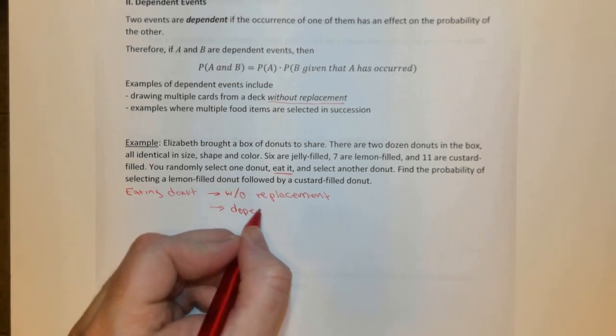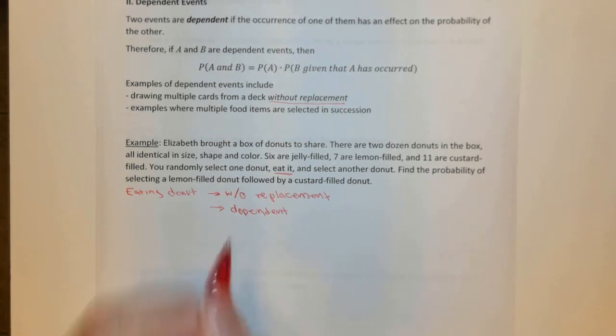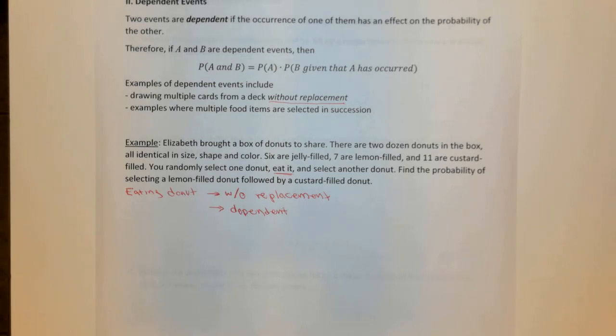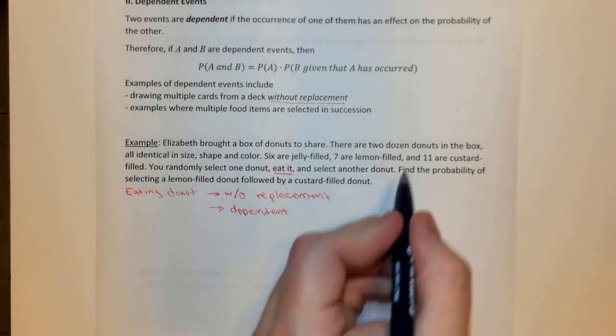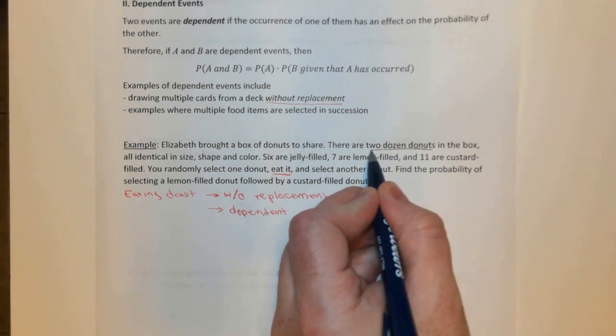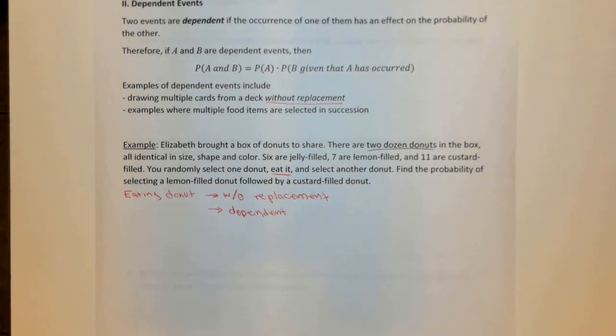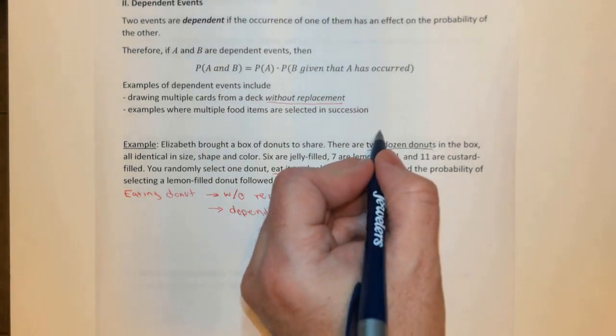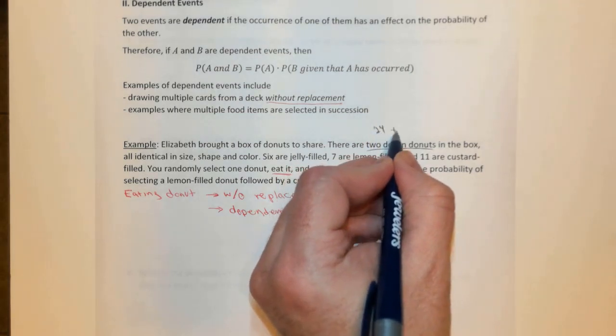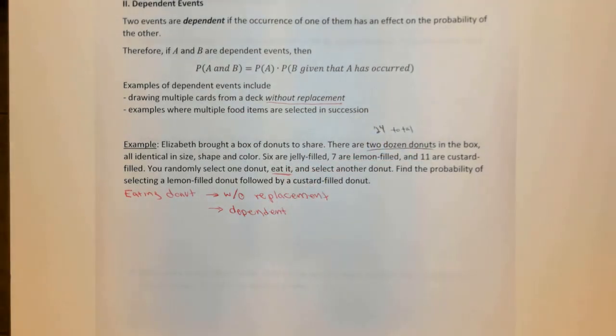So it's important to kind of dissect the question, figure out what you're looking for and what you're looking at, and then you can answer it. So we know it's dependent. Now, let's figure out what all we have. We have 2 dozen donuts. We should know that 2 dozen donuts is actually 24 total. Okay, 1 dozen donuts is 12, so 2 of those is 24.